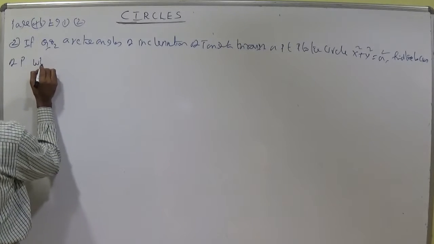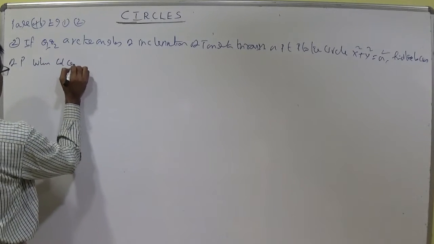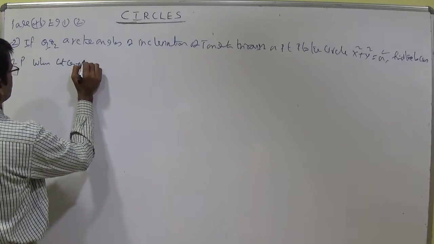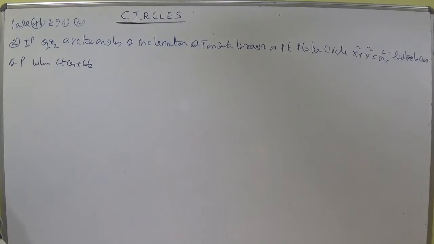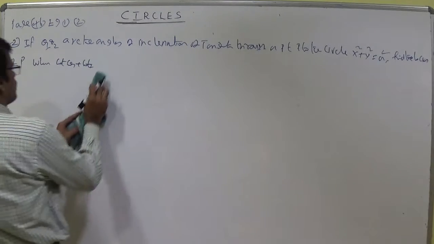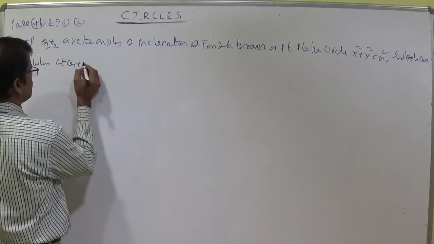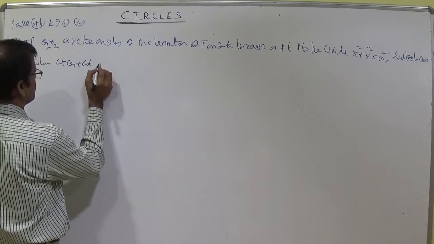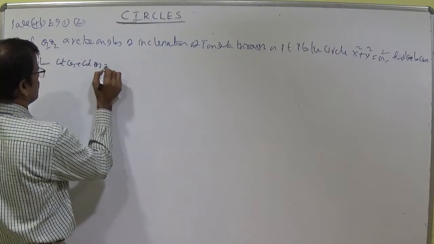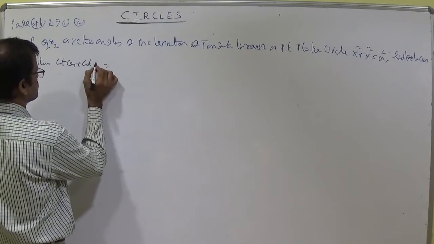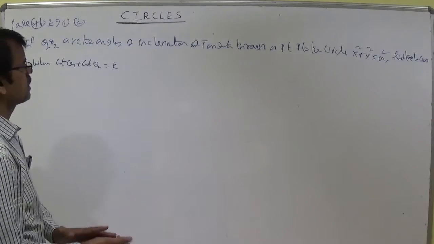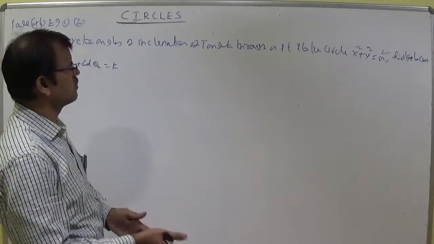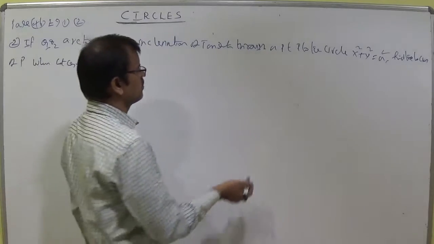Find the locus of P when cot theta 1 plus cot theta 2 is equal to k. If theta 1, theta 2 are the angles of inclination of tangents through a point P to the circle.